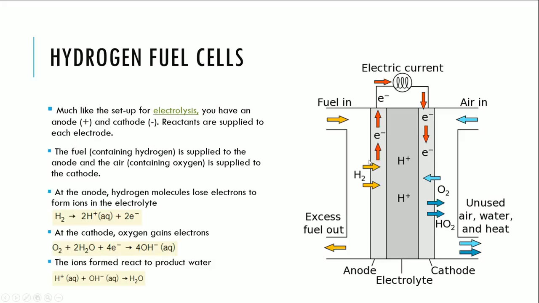So at the anode, what happens is the hydrogen molecules inside the fuel basically lose electrons and form ions in the electrolyte. And so you have this sort of chemical equation going on, hydrogen becoming two hydrogen ions along with electrons that have been lost. At the cathode, on the other hand, oxygen comes in and gains electrons, forming the hydroxide ions in the process. So these reactions are something that you should memorize.